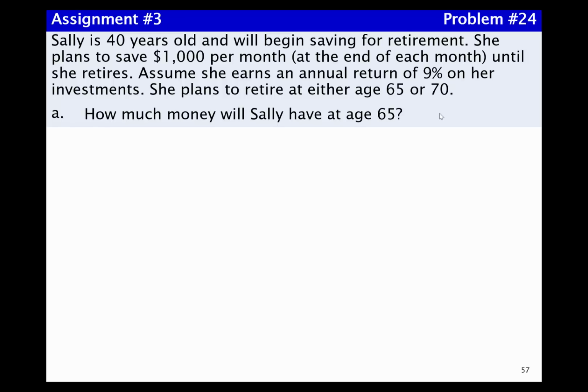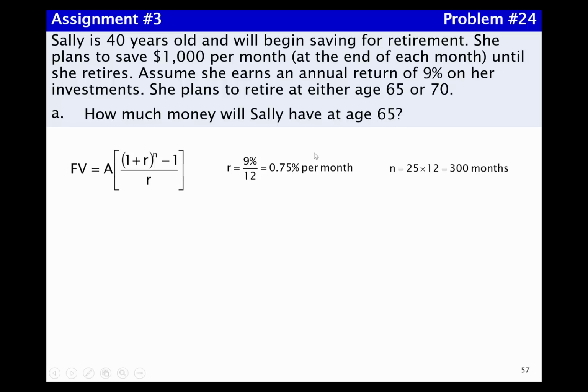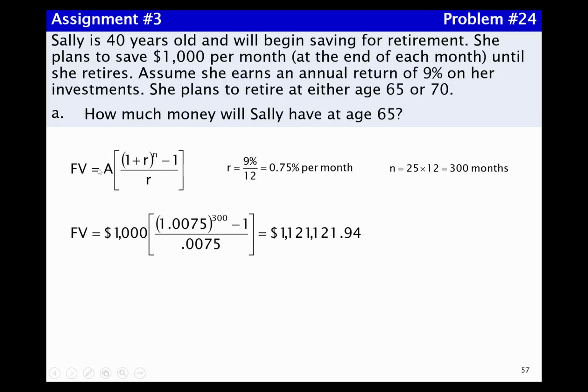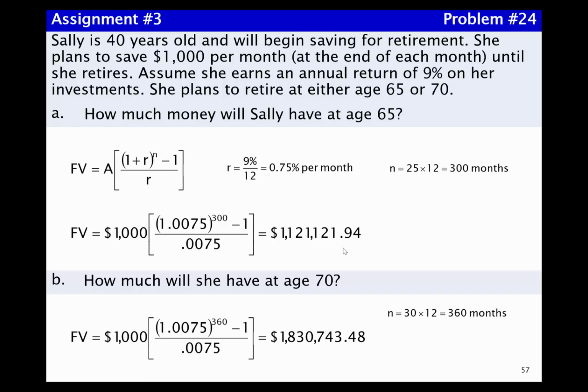Okay, first let's calculate how much money Sally's going to have at 65, if she retires at 65. We're going to calculate the future value of an annuity. We have to do it on a monthly basis. So the interest rate is going to be 0.75% per month. She's going to save for 300 months, 25 years. She's now 40. She's going to save until she's 65. So she'll save 25 years, 12 months per year, 300 months. So put in $1,000 as the annuity. Don't forget to convert your interest rate as a percentage to a decimal. Calculate the future value and we get $1,121,121.94.